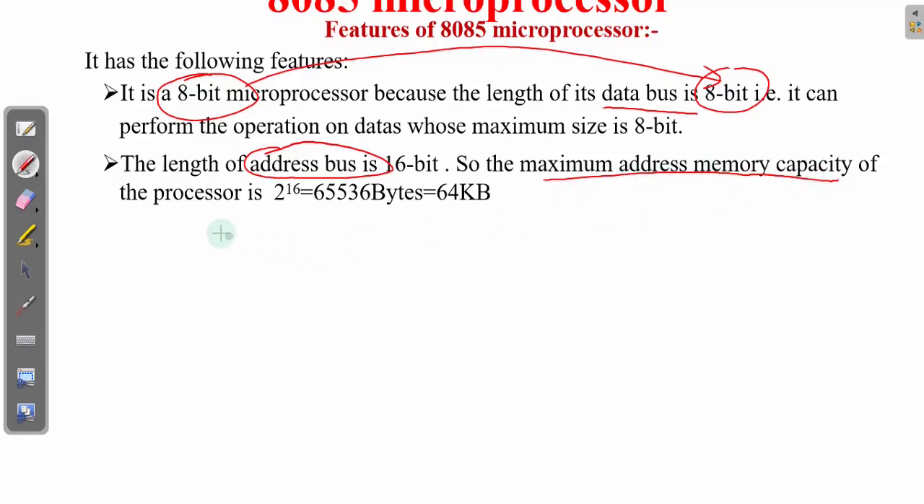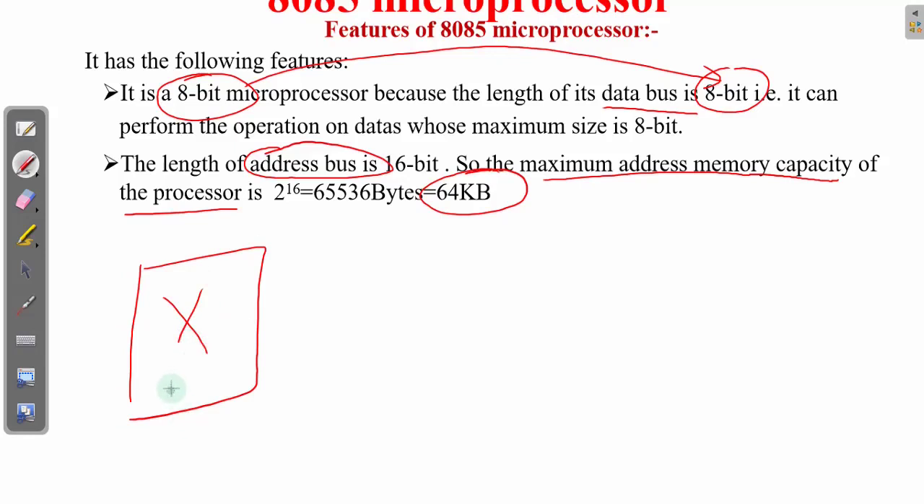The next point says the maximum address memory capacity of processor for 8085 is 64 kilobyte. If you are not getting this, I'll try to make you understand with an example. Suppose I have a microprocessor whose name is X, and it is having an address bus which is of 2-bit. If I say address bus of 2-bit means there will be 2 wires, yes or no?